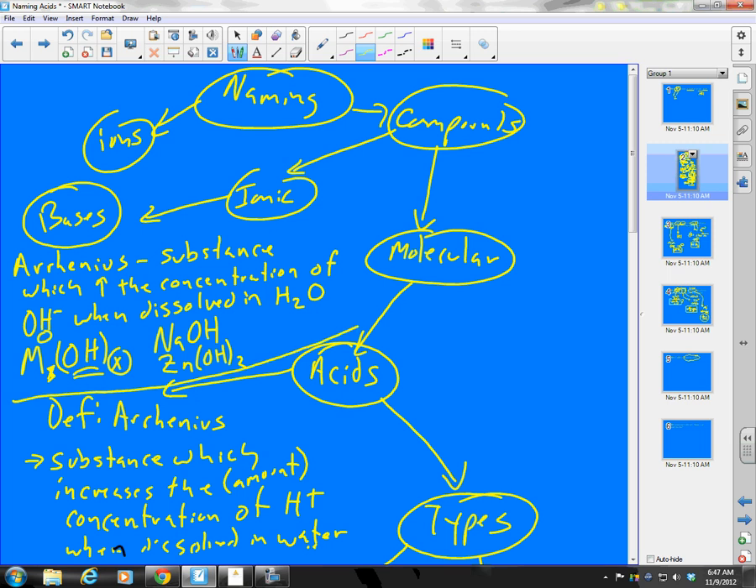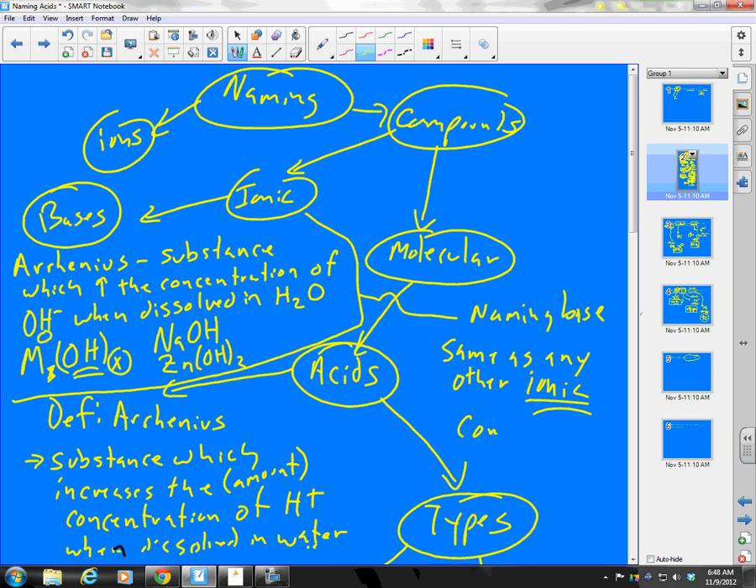And the cool thing here, naming. How do we name? Naming bases, by and large, all we care about right now is same as any other ionic compound. Hey, they're just ionic compounds that have OH in them. So I name them the same way I name any other ionic compound. Sodium hydroxide, zinc hydroxide. Yay! Nothing new, Mr. Smith? No, nothing new about naming bases.